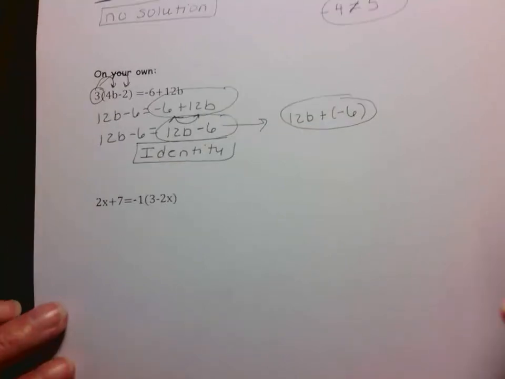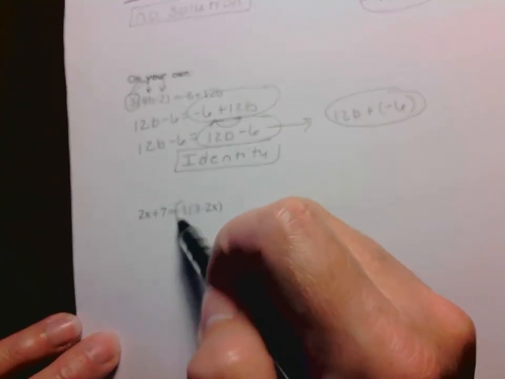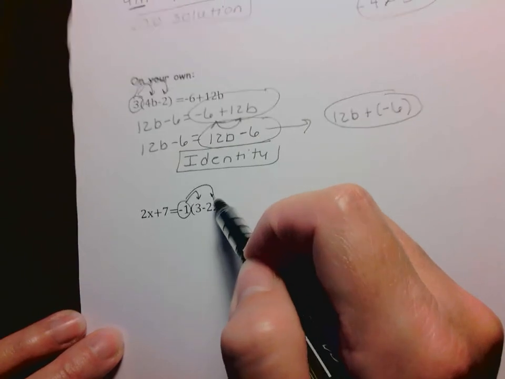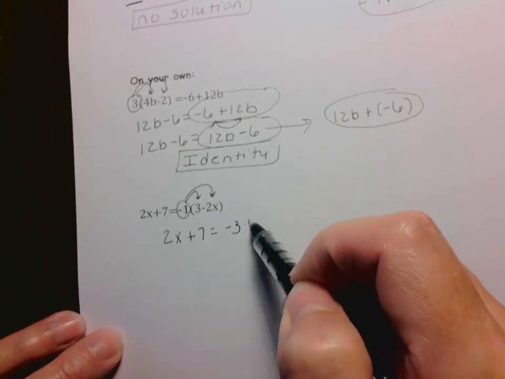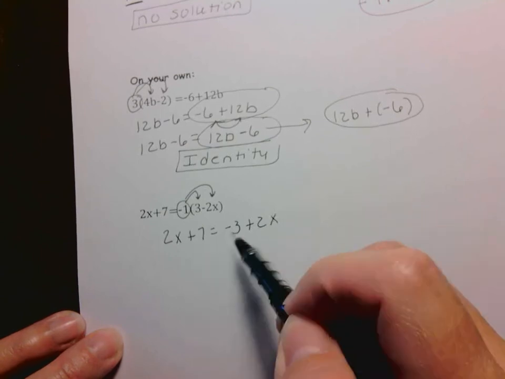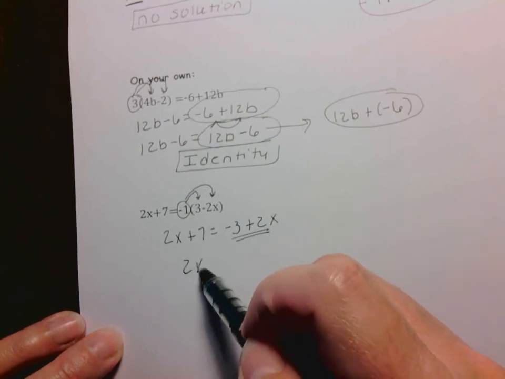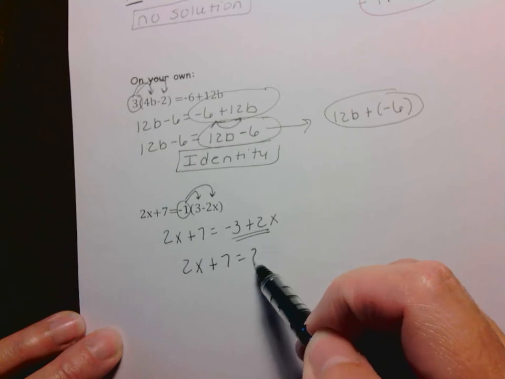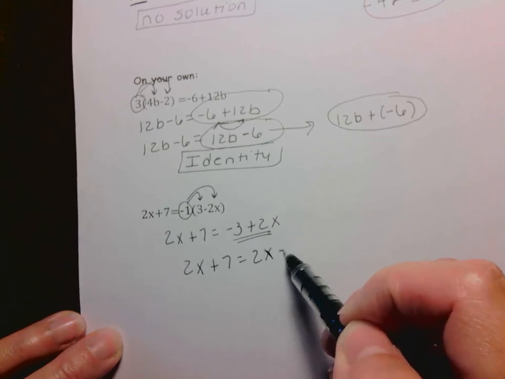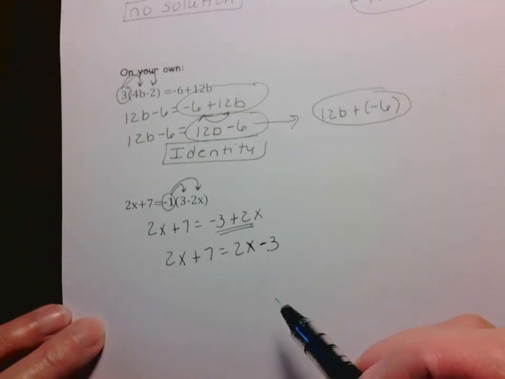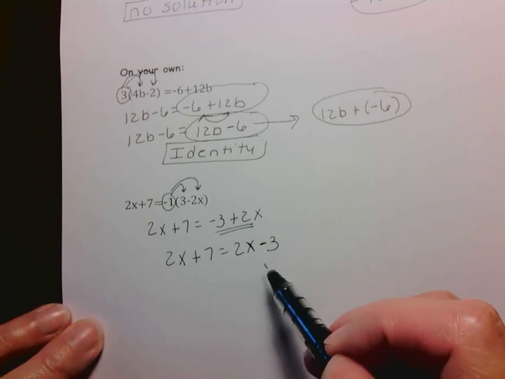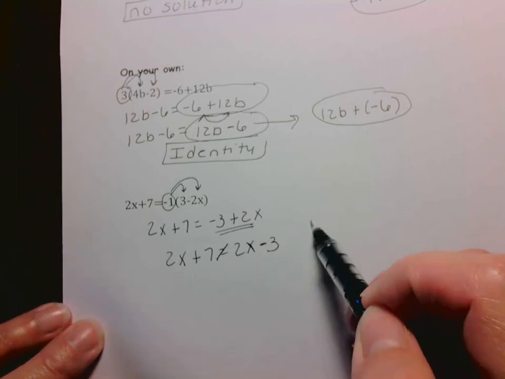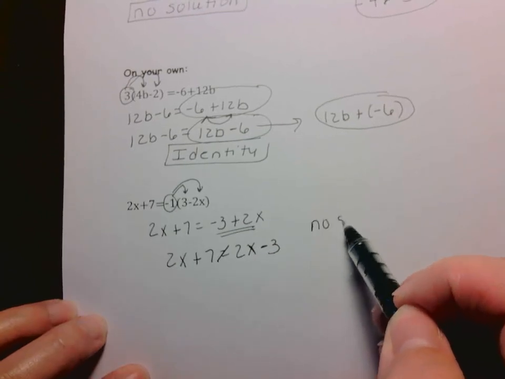Okay, finally, last example, I'm going to go ahead and distribute out this negative 1. I'm going to switch the order of these terms so I can better see it, which would be 2x minus 3. So now wait a second. 2x plus 7 equals 2x minus 3. That would never happen. And so you would say there's no solution.